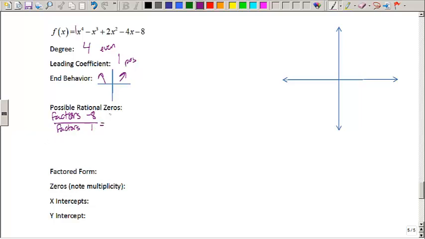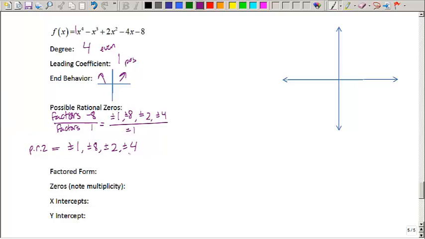So the factors of 8 are plus or minus 1, plus or minus 8, plus or minus 2, and plus or minus 4, over plus or minus 1. Meaning the possible rational zeros are plus or minus 1 over 1, which is 1, 8 over 1, 2 over 1, and 4 over 1. I really like it when we have a leading coefficient of 1 because then you don't have any fractions in your list of possible rational zeros.